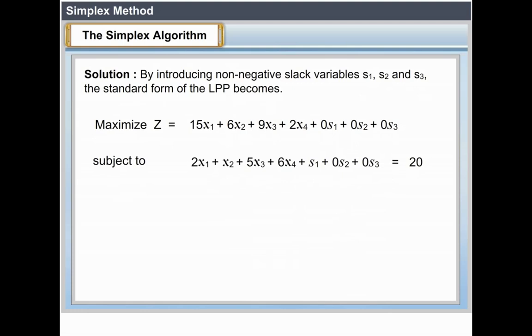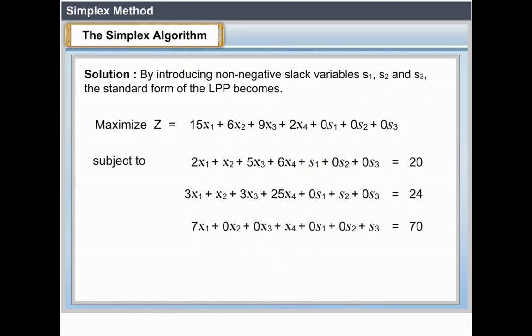2x1 plus x2 plus 5x3 plus 6x4 plus s1 plus 0s2 plus 0s3 equal to 20. Second equation, 3x1 plus x2 plus 3x3 plus 25x4 plus 0s1 plus s2 plus 0s3 equal to 24. Third equation, 7x1 plus 0x2 plus 0x3 plus x4 plus 0s1 plus 0s2 plus s3 equal to 70. And x1, x2, x3, x4, s1, s2, s3 greater than or equal to 0.